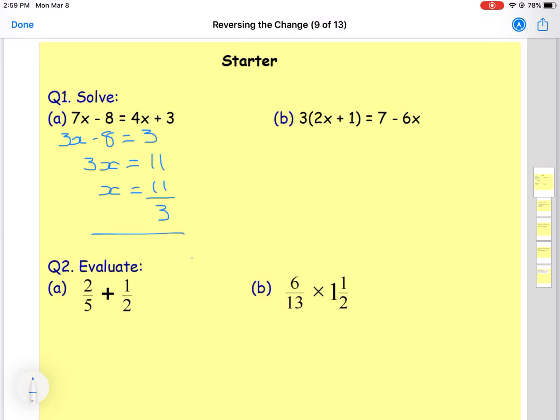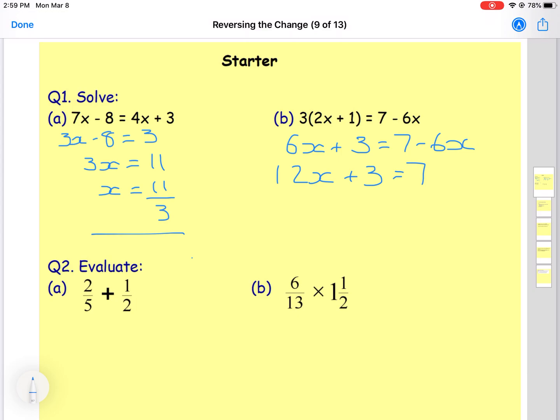Question B, we have got to multiply out the bracket first before doing any rearranging. So it is 6x plus 3 is equal to 7 minus 6x. From here we can add 6x to both sides, which will give us 12x plus 3 equals 7.